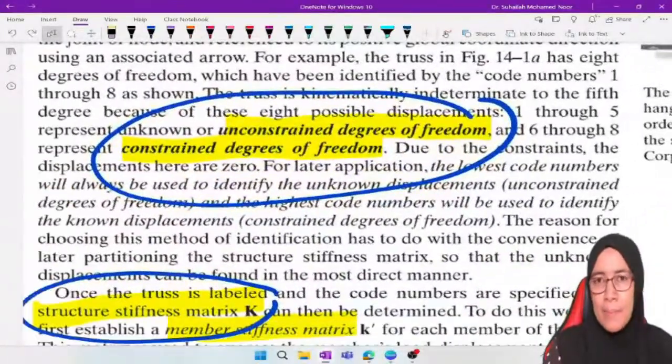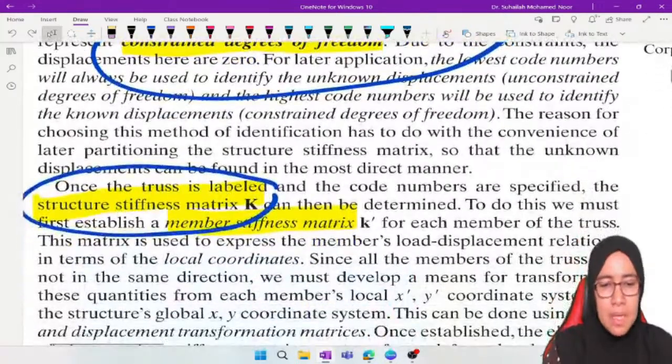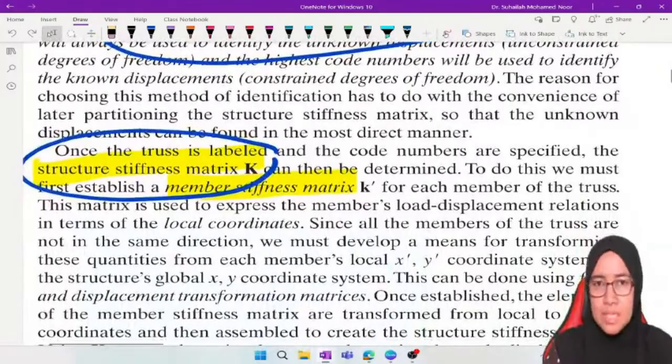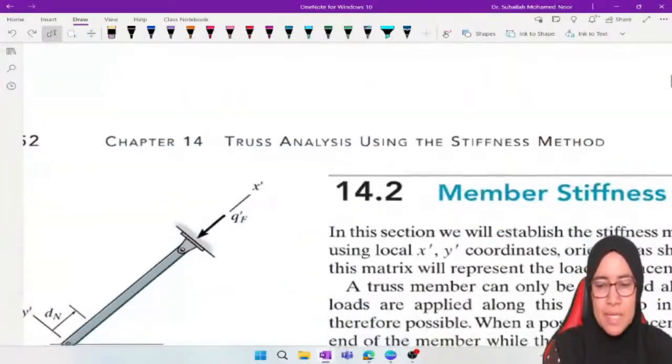When we want to label degrees of freedom, we have to understand unconstrained degrees of freedom and constrained degrees of freedom. Constrained degrees of freedom refer to support reactions, and the condition between unconstrained and constrained is always opposite, known versus unknown. Once we have established the structure stiffness matrix, we will substitute it into what we call the stiffness equation.